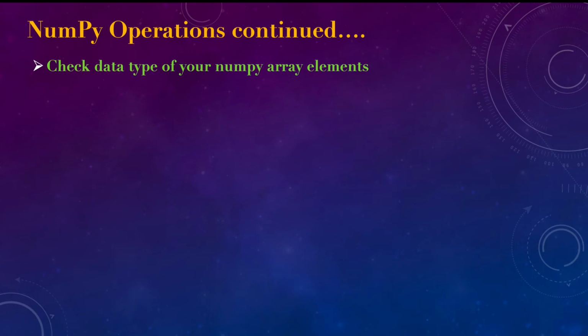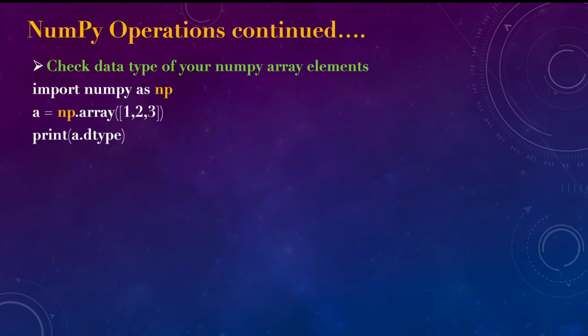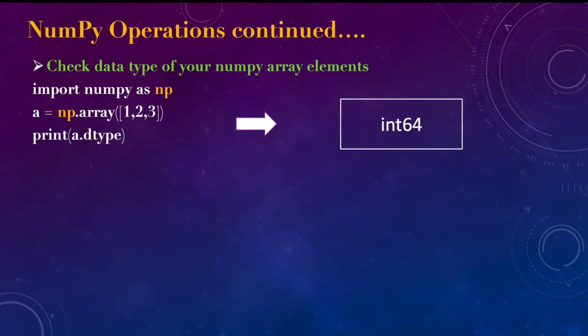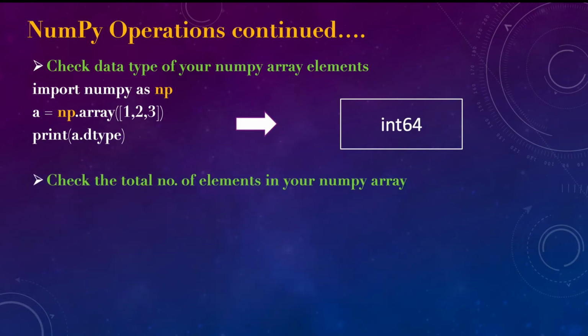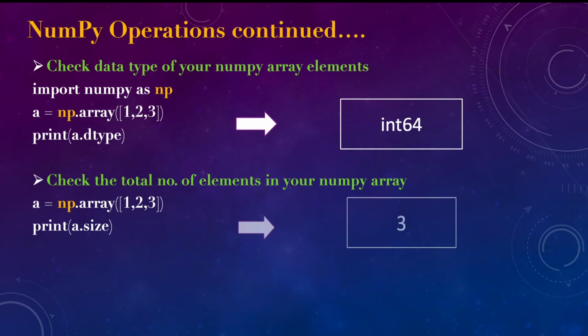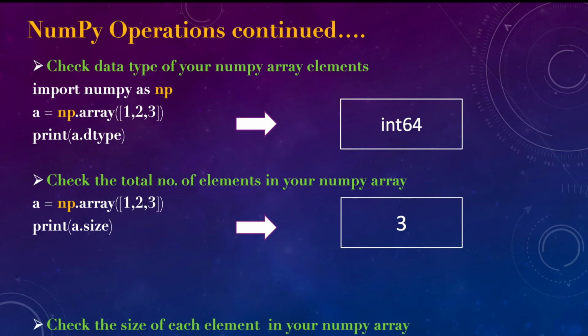Now let's see the other numpy array operations. First, let's see how to check the data type of your numpy array elements. You import numpy as np, create a numpy array, and then call the dtype attribute. Here in this example, you are going to get int64 because you can see the various elements are of integer type. Then how to check the total number of elements in your numpy array? Simply create a numpy array and then call the a.size attribute. This is going to give 3 because we have 3 elements in this array.